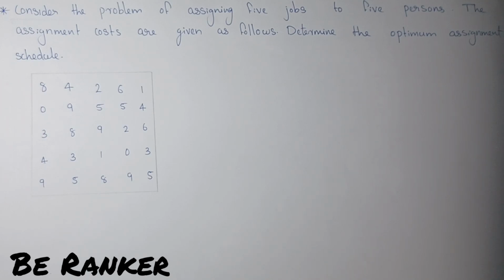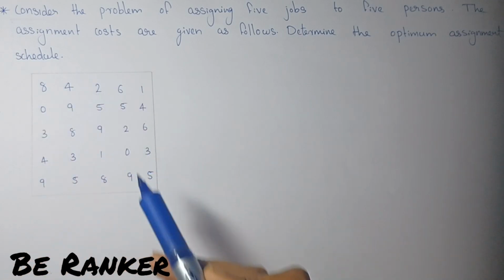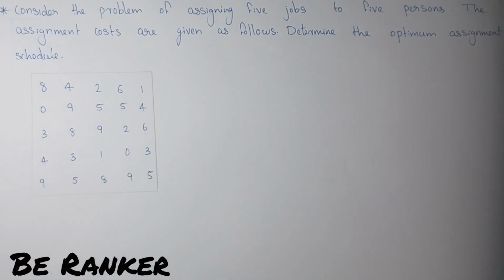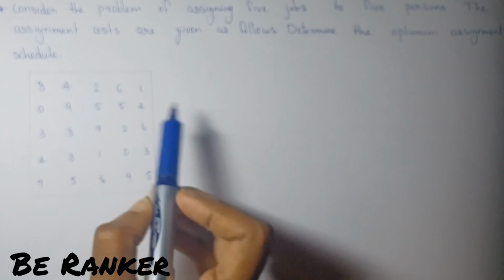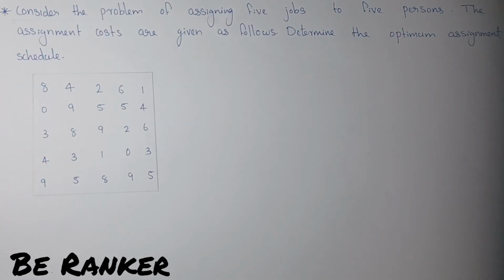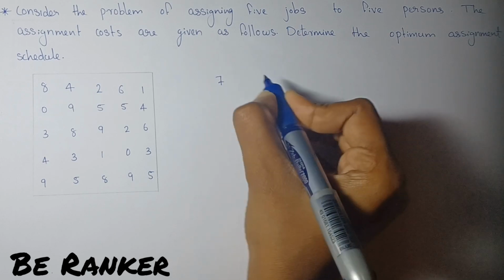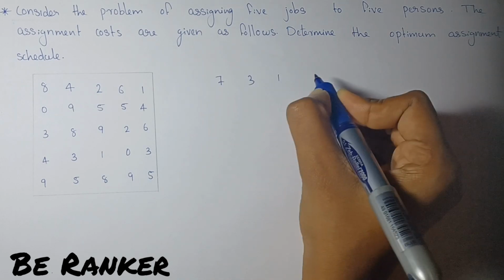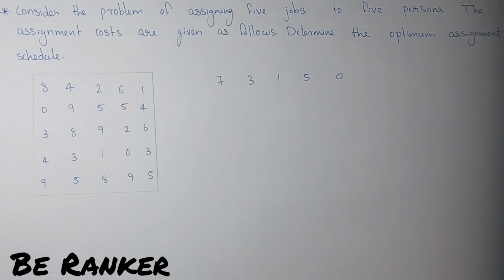So the first step, as we all know, is to find the minimum value in each row and subtract it from the other values in that row. Here in the first row, 1 is the minimum value, so I subtract this 1. 8 minus 1 is 7, 4 minus 1 is 3, 2 minus 1 is 1, 6 minus 1 is 5, and 0.